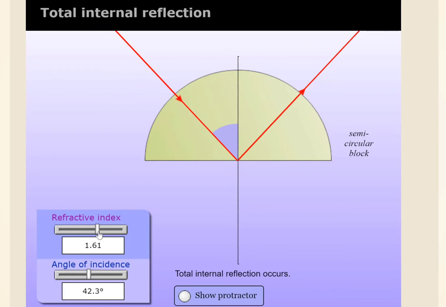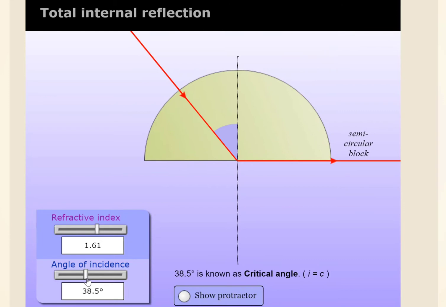Slightly higher. Okay, 1.61. The refractive index is higher. When we increase the refractive index to 1.61, this is not the critical angle, so let's find out what the critical angle is. Now you see the critical angle becomes 38.5 degrees.